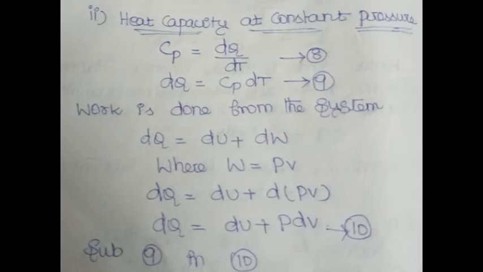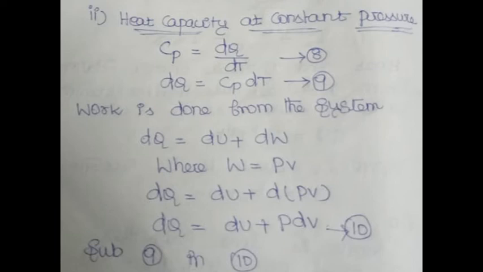In our case, work is done by the system. From the first law of thermodynamics, this is the relationship between heat and internal energy: dq is equal to dU plus dW. Here W is equal to P into V, so dq is equal to dU plus d of P into V. Finally we get dq is equal to dU plus P into dV. This is the 10th expression.